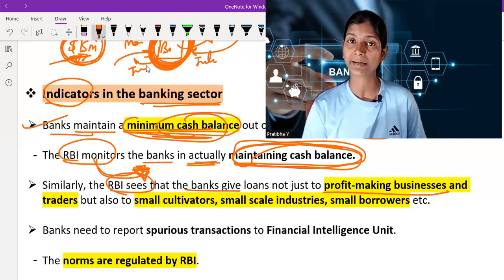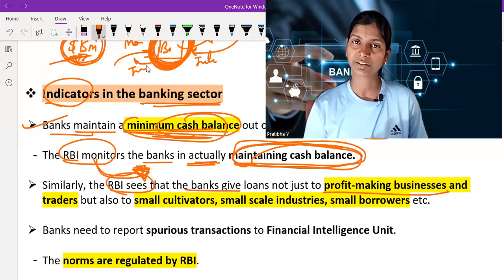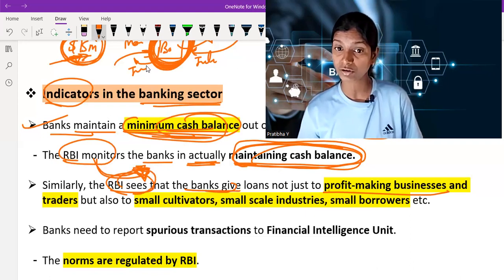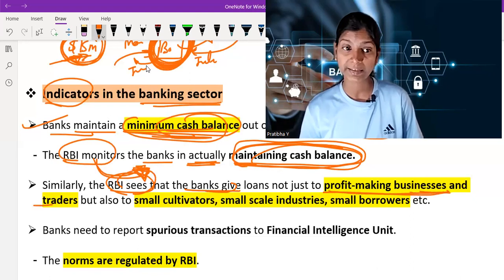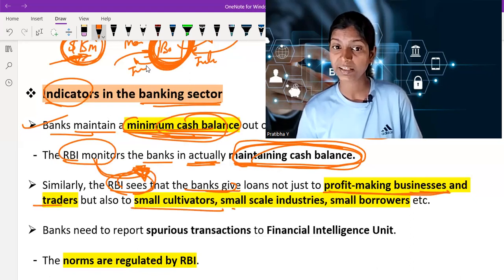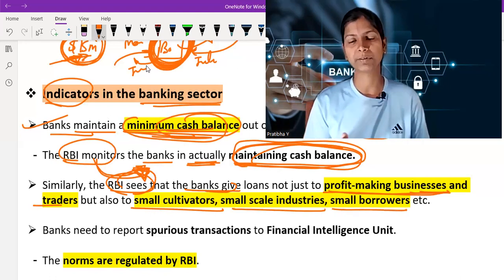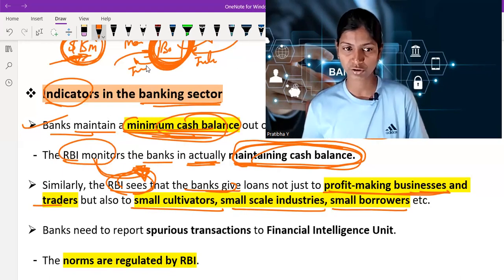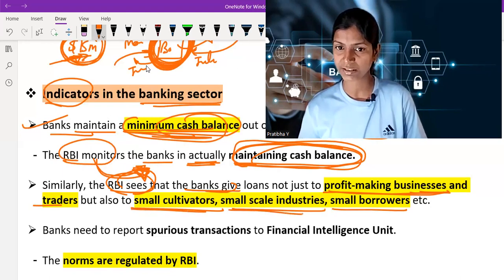So most banks try to give money to large businessmen or other trade organizations, but the RBI also sees that banks give loans not just to profit-making businesses and traders, but also to small cultivators, small-scale industry, and small borrowers. Otherwise, the RBI takes some action against the banking institution. Banks must give loans to these people also.